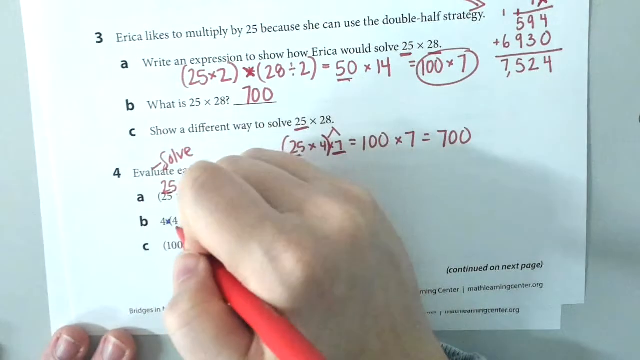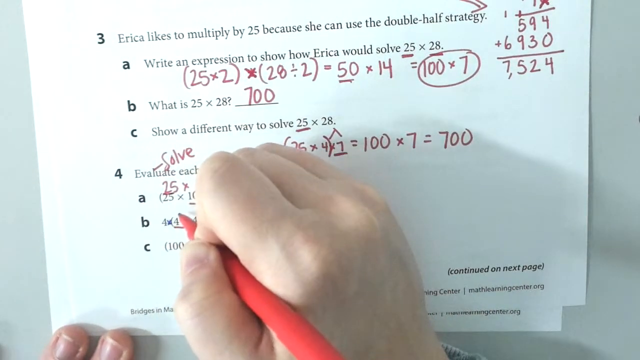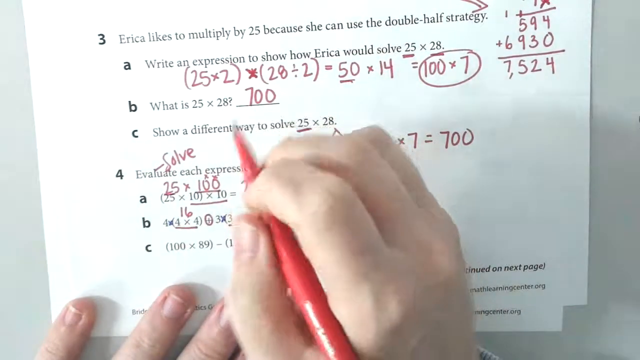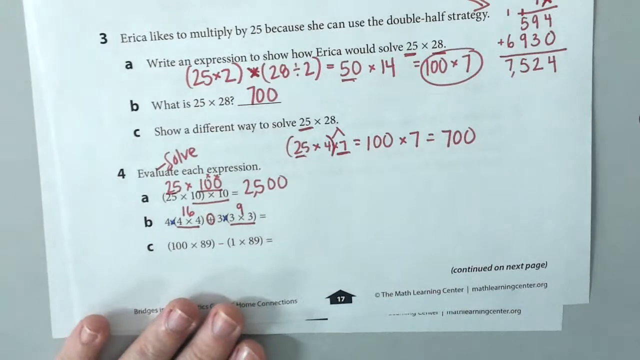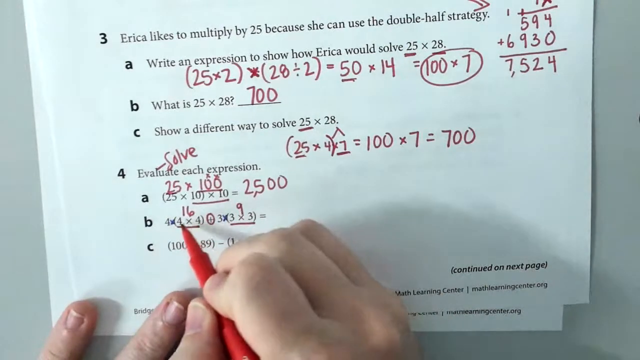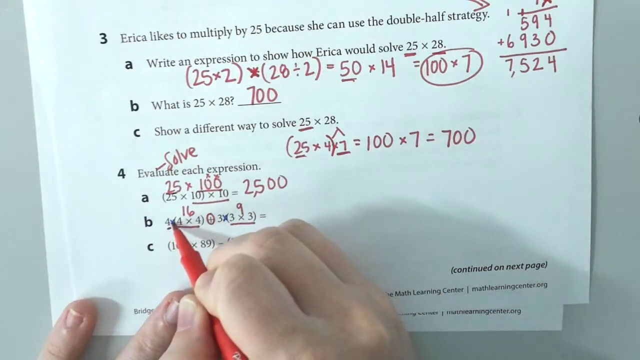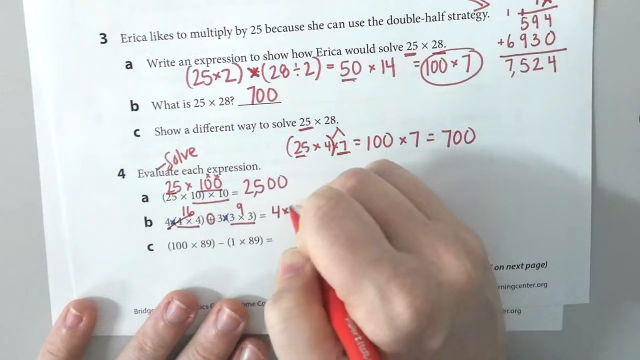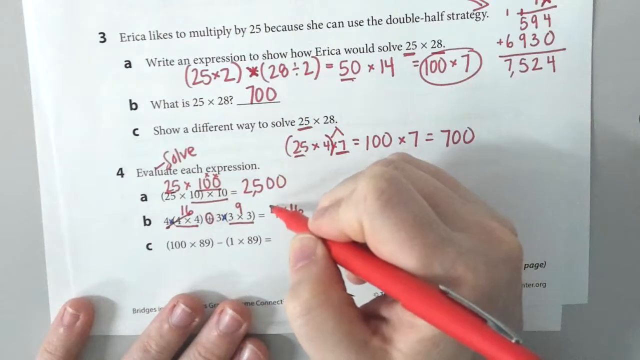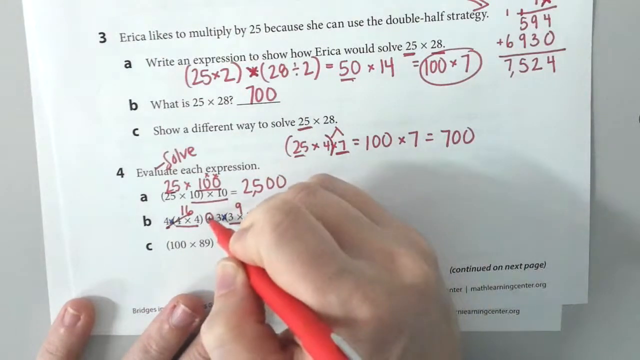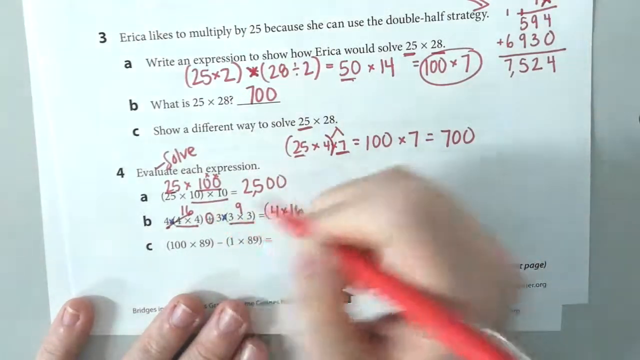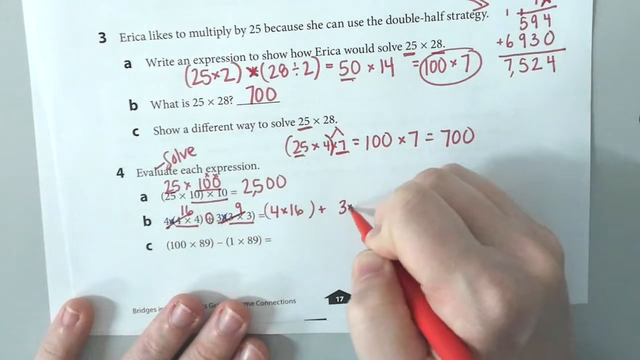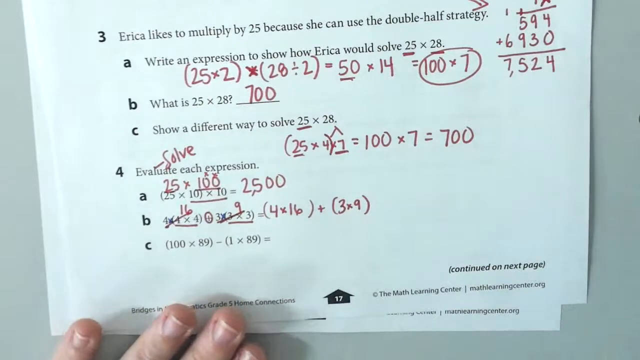So what I'm going to do first is do the parentheses. 4 times 4 here is 16. 3 times 3 is 9. Now I need to take this 4, and remember I'm assuming there's a multiplication symbol. I need to take 4 times 16 first. And I need to add, there's my addition sign. And next I need to take 3 times 9 next.